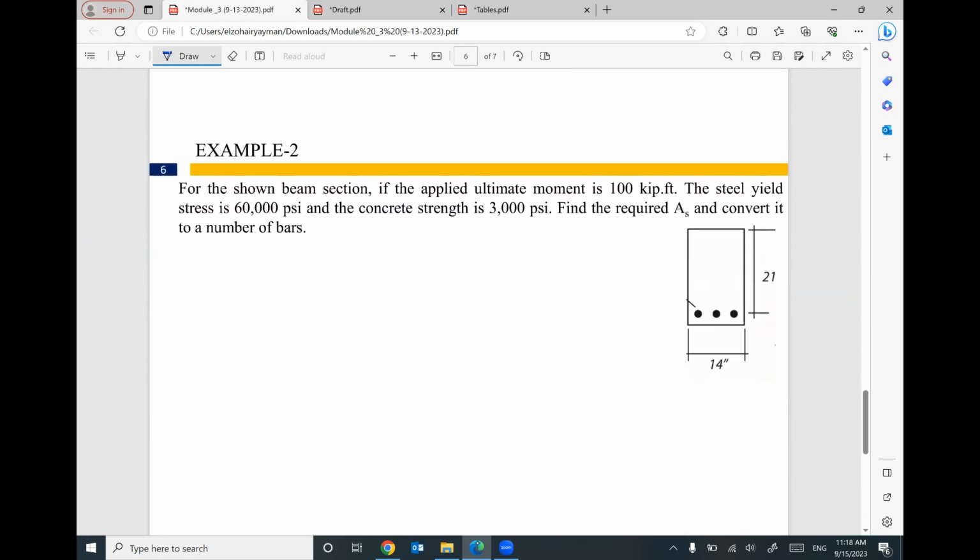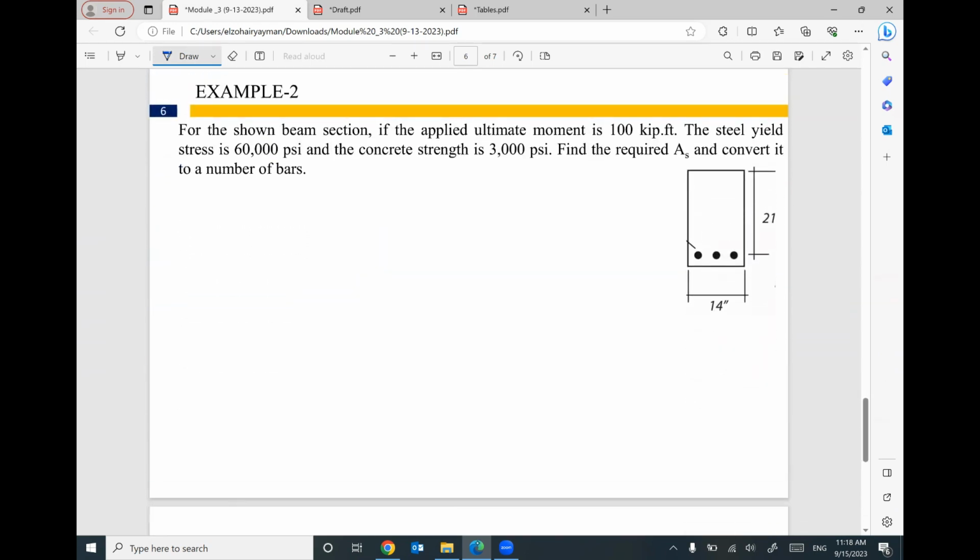I think we have two examples, example number 2 and example number 3. Let's start with example number 2. We are given this cross-section where B equal 14 inch and your depth equal 21 inch. Keep in your mind your depth is measured to the steel reinforcement only, from the top to the steel reinforcement. Looks good. And the applied ultimate moment, MU, means ultimate moment. We have this moment M ultimate equal 100 kip-foot.